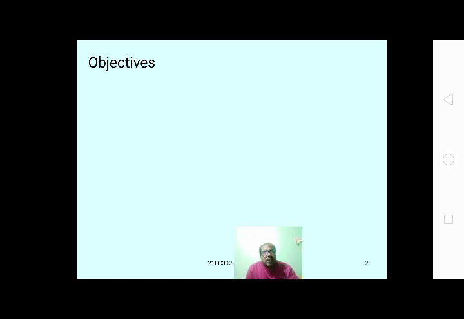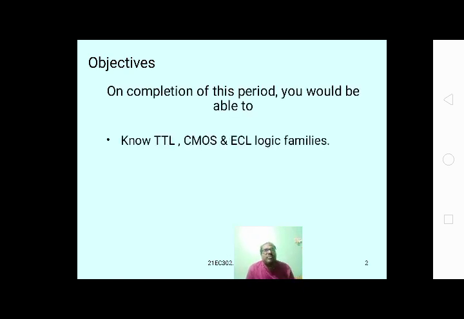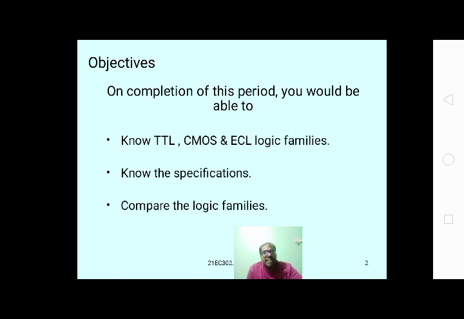On completion of this period, you would be able to know about the TTL, CMOS and ECL logic families and their specifications, and compare the logic families. First of all, I wish to share some introduction regarding the logic families.